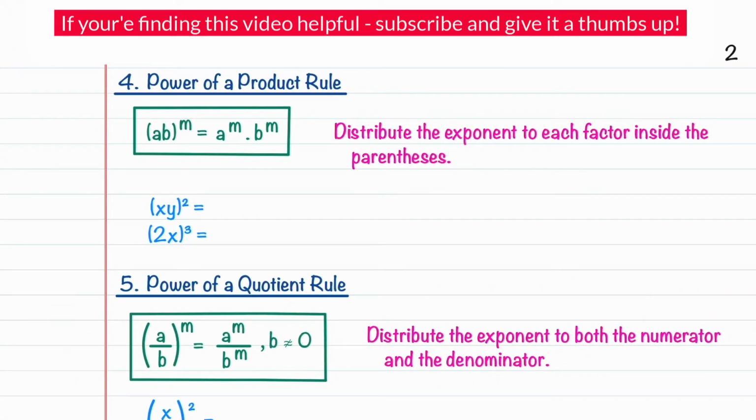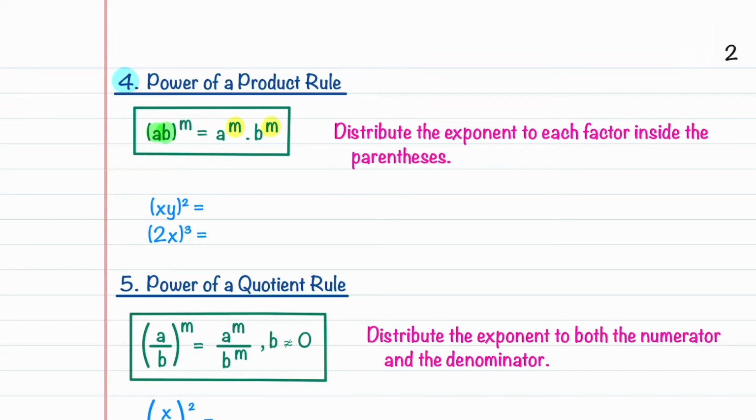Let's now look at our fourth law. It's called the power of a product rule. When we have 2 factors, a and b, that are raised to a power, we're going to distribute our exponent m to each factor inside the parentheses. Let's look at an example.